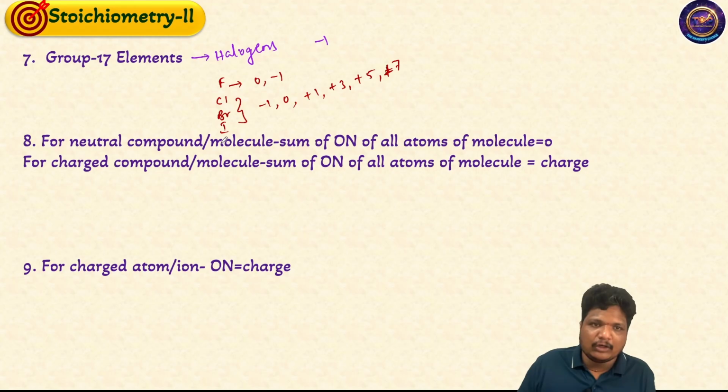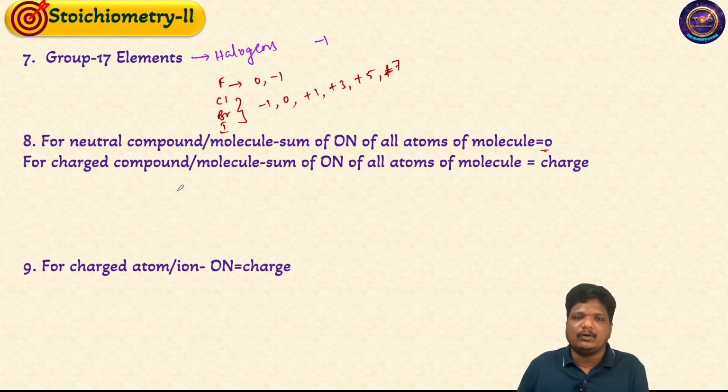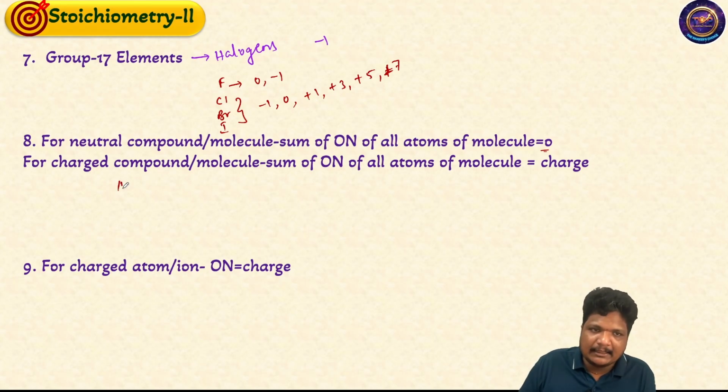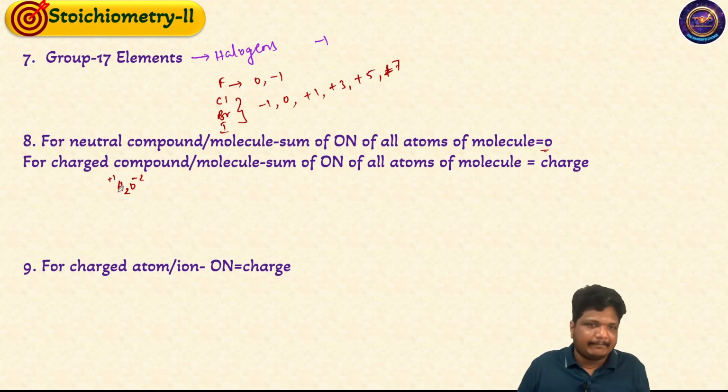For a neutral compound or molecule, the sum of the oxidation states of all atoms of the molecule is equal to 0. So what does it mean? If I consider the H2O molecule, each hydrogen has +1 oxidation state and each oxygen has -2 oxidation state. Here we have two hydrogens, so 2 into +1, that is +2. Oxygen is -2, so overall it will be 0.